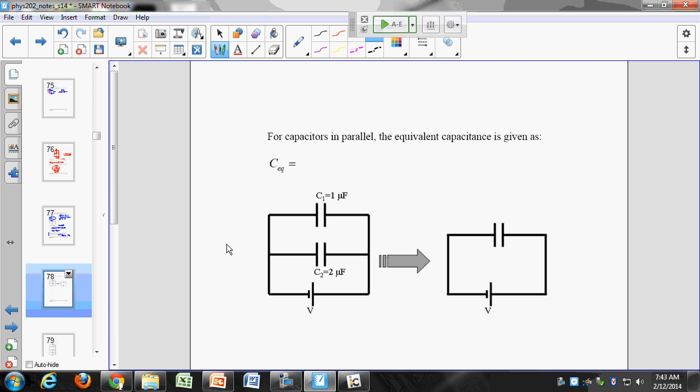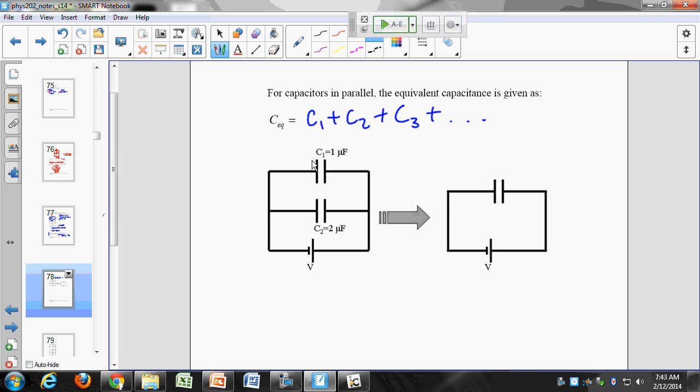All right, so the equivalent capacitance is just C1 plus C2 plus C3 plus dot, dot, dot. So if you have 100 capacitors in parallel, then you just add up all 100 capacitors. For example here, I have two capacitors, 1 and 2 microfarads, so the equivalent is going to be 1 plus 2 equals 3 microfarads. That's simple enough, right?